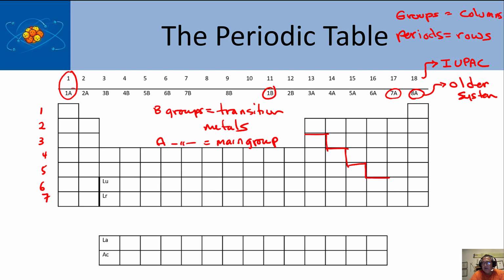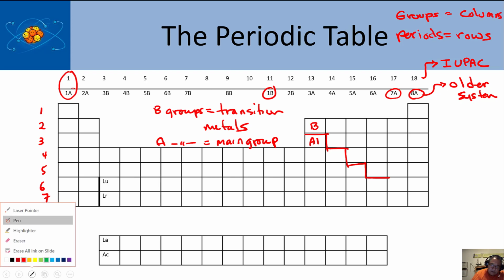Really, some books will actually continue this line, and I don't tend to continue it. It doesn't make sense to me to do it, and I'll tell you why in a little bit. This is boron here, and this is aluminum. Aluminum is definitely a metal. So let me get a different colored pen. Aluminum's a metal, right? But every other element on the stair step is what we call it.